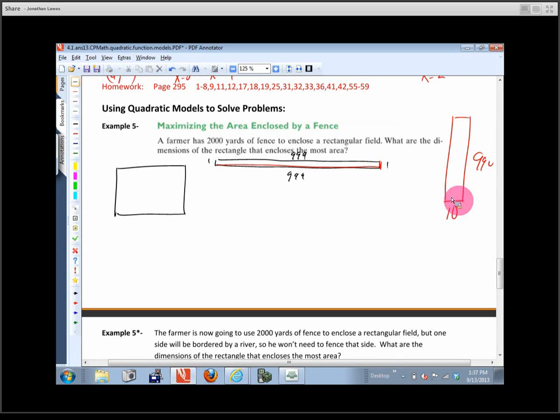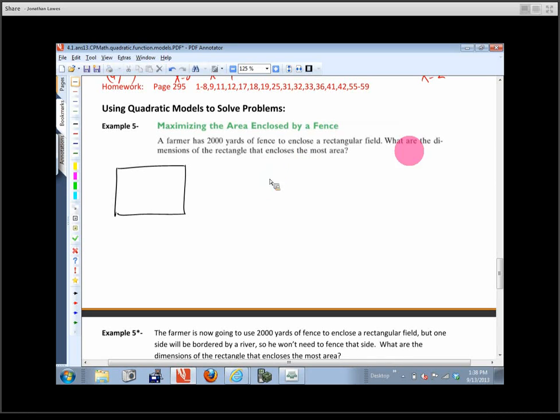Okay, not very wide, really tall. Not a very efficient way to enclose space. Okay, but maybe that is the biggest. Probably not that. This one's definitely more area than that one right there. So what we want to do is come up with a function that represents the area of that rectangle. It doesn't say that, but we've got to figure that out in order to figure out what are the dimensions of the rectangle that encloses the most area.